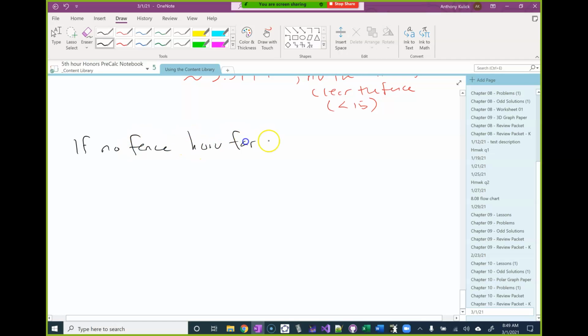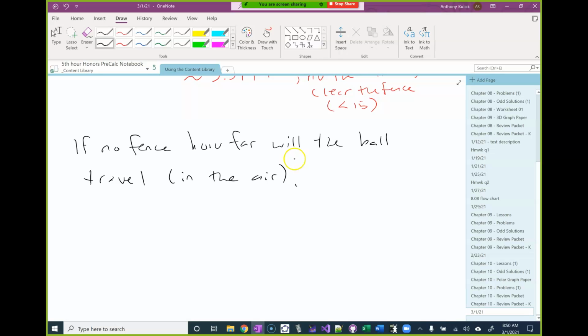Let's say, be specific here, in the air. We're not talking about it rolling on the ground after it lands, right? So what would I do here? When is the ball going to stop being in the air? When its height is 0.